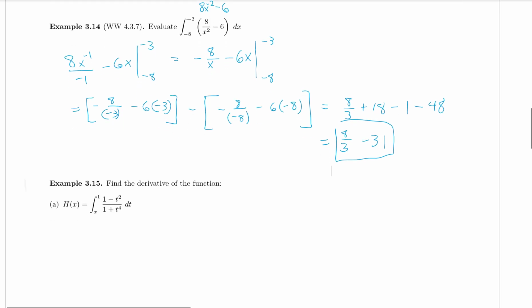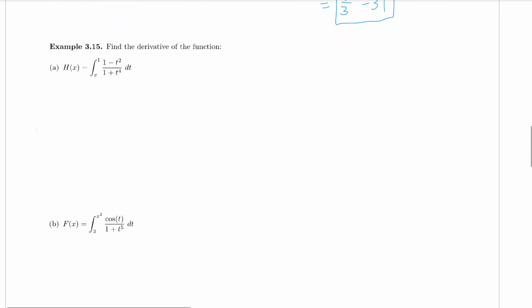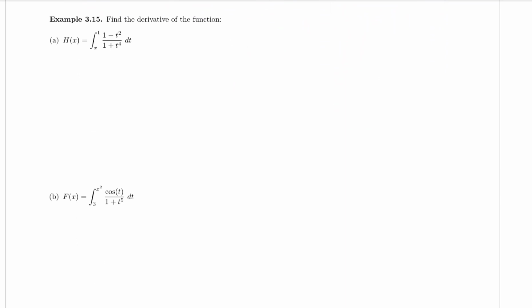Now, for example 15, we have a different kind of problem altogether. What we're doing for both part A and part B is we're finding the derivative of a function where the function is an integral. Alright, so let's do some work to the side here really quickly. If we have some function in here, and we're finding the integral from a to b of that function, we get the antiderivative evaluated at b minus the antiderivative evaluated at a. This is the fundamental theorem of calculus, this equality right here.